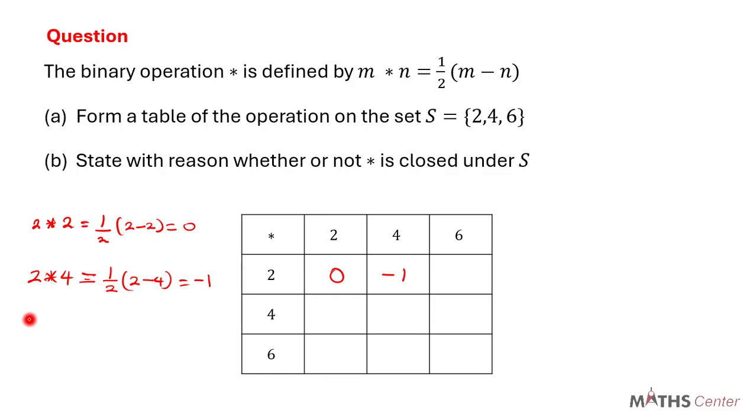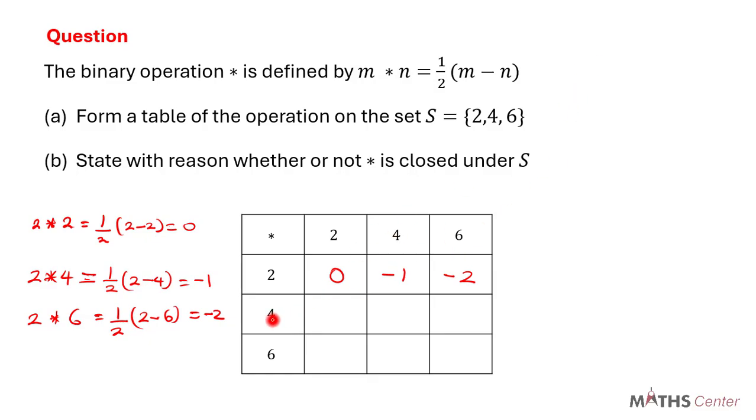The next one will be 2 star 6. So by comparison, m will be 2 and n will be 6. So we are going to have half times 2 minus 6. 2 minus 6 is negative 4. Half times negative 4 gives us negative 2. So 2 star 6 gives us negative 2. Let's go on to the next one.